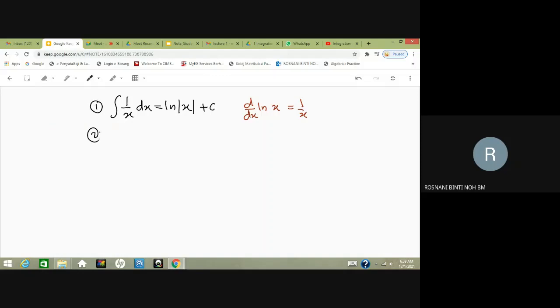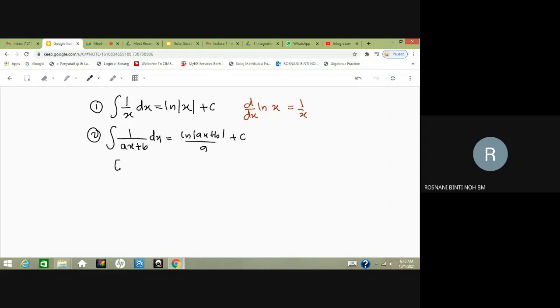Right, the second one. When you integrate 1 over ax plus b, you can see your denominator is a general linear. This is also linear, but just single x, while this one is a general linear. So when you integrate 1 over ax plus b, the answer is ln |ax plus b| divided by a. We have to divide by the derivative of ax plus b, plus c.